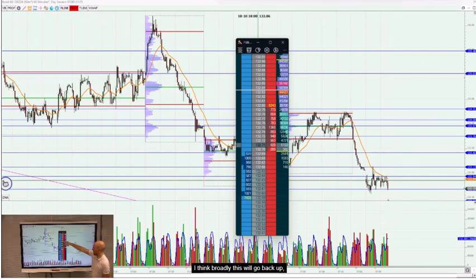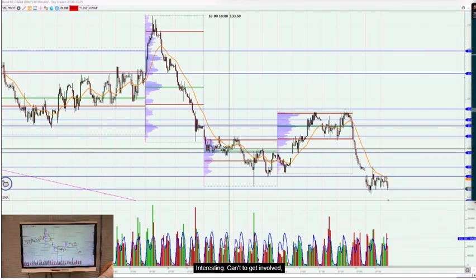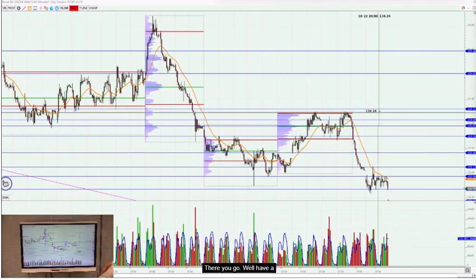I think broadly this will go back up. But if they manipulate it down and drag it a few more ticks, you start getting down to that 57 area, then people start getting pushed into a little bit of a liquidation. So it's ugly, basically. But if they start spoofing the offer, that gives you the chance to buy it. Looks interesting, can't wait to get involved. There you go, well have a go, buy it.